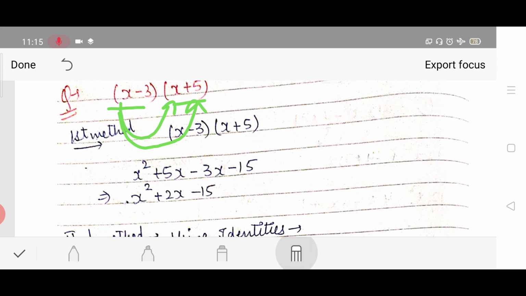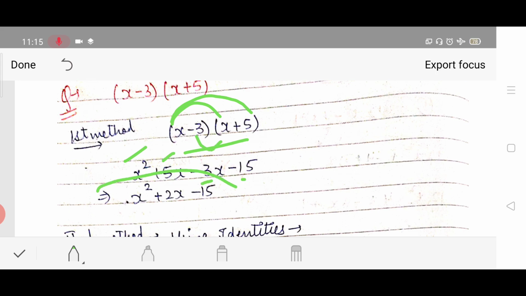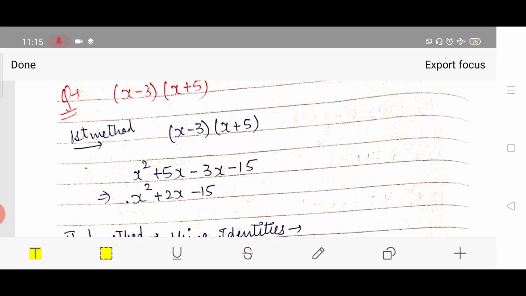So this is the first method that I have solved here. If you are having this number, first x into x is x square, then x into 5 is 5x, then 3 into x minus 3x and minus 15. So this is the simple multiplication method that you have been doing from your previous classes also. Now how do we apply the identity in this question?